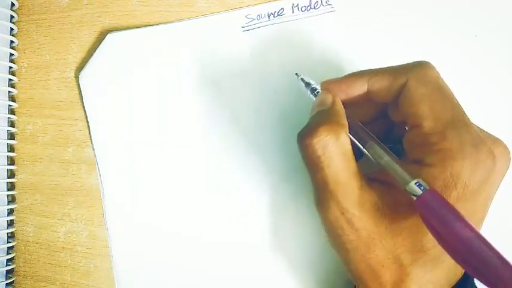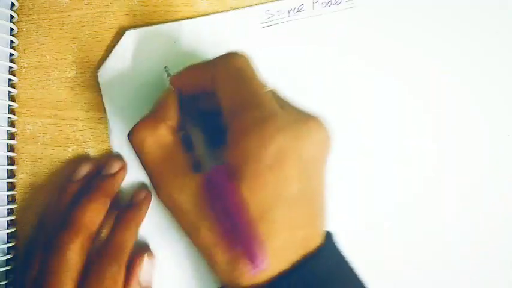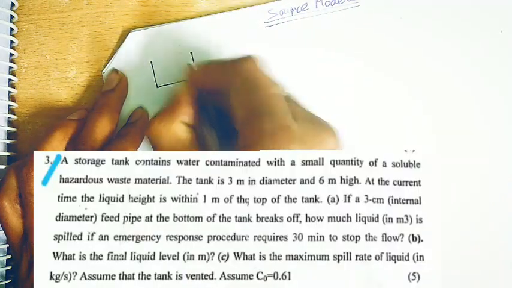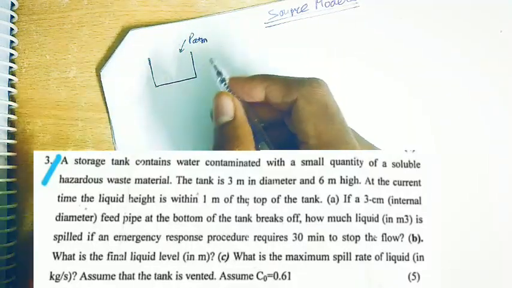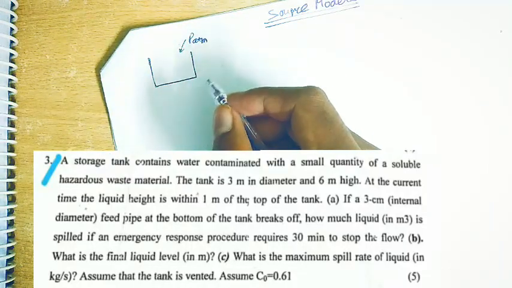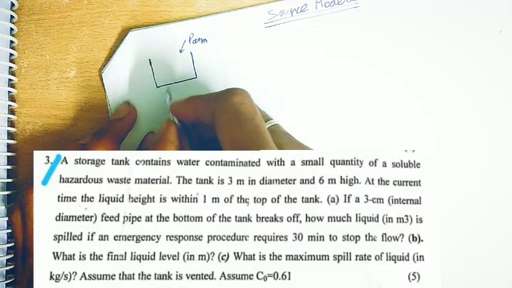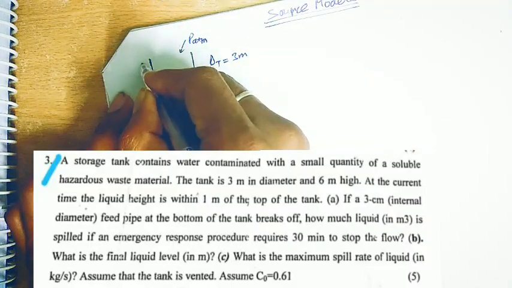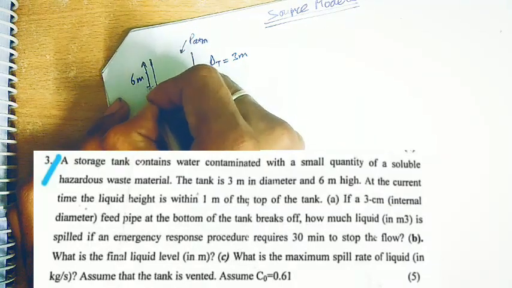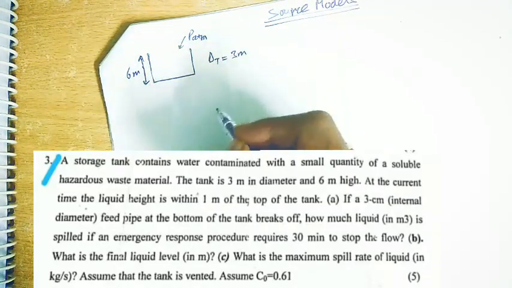Okay, so as per the question, we have here a tank. So this is a tank, assuming that it is at atmospheric pressure, an atmospheric vented tank. Okay, and this tank is 3 meter in diameter. So our diameter of tank is 3 meter and height is 6 meter. Okay, height is 6 meter.